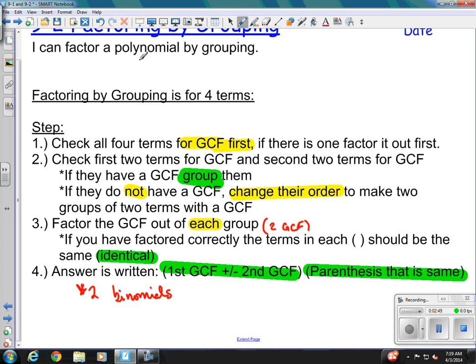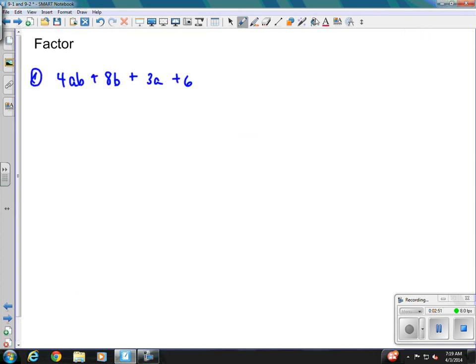So let's put these steps to work. Let's see an example. Example 1 gives us 4AB plus 8B plus 3A plus 6. So step 1 is to check all 4 terms for GCF. So we always look for the lowest number, so that's 3. We say, can 3 go into 4 evenly? No. 3 is prime, so he can't break apart anymore.